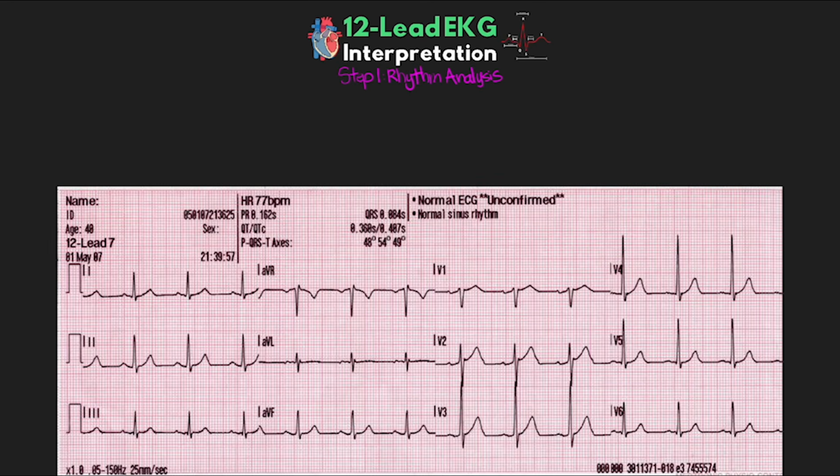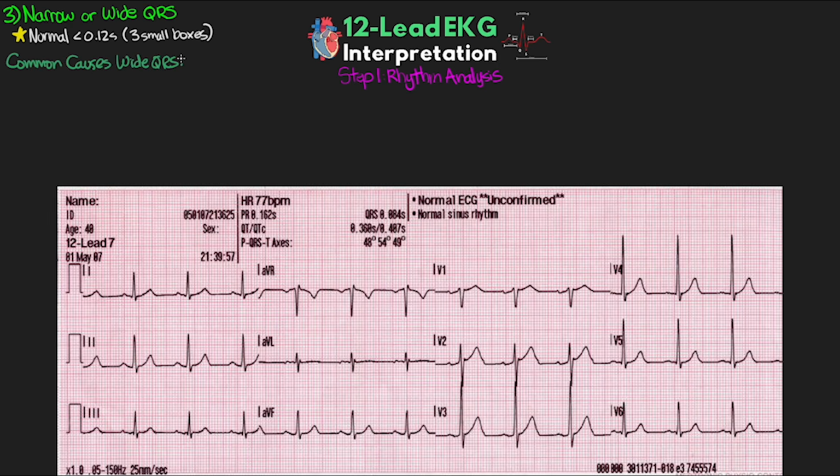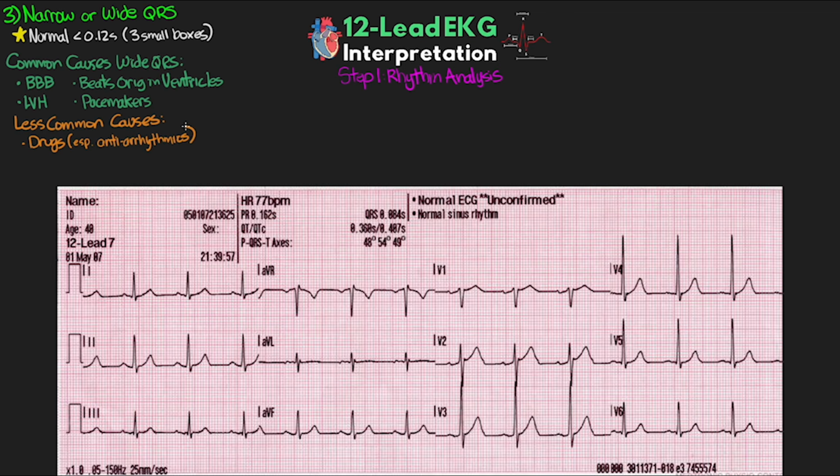So now that we've evaluated the regularity as well as the rate of our patient's rhythm, we now want to determine whether we have a narrow or wide QRS. So again, remember that a normal here is going to be less than 0.12 seconds or 3 small boxes. So some common causes of having a wide QRS complex result from things like bundle branch blocks, beats that are originating in the ventricles, left ventricle hypertrophy, as well as pacemakers. There are some other less common causes, such as various drugs, especially some of our antiarrhythmics, our Wolff-Parkinson-White pattern, as well as profound hypokalemia.